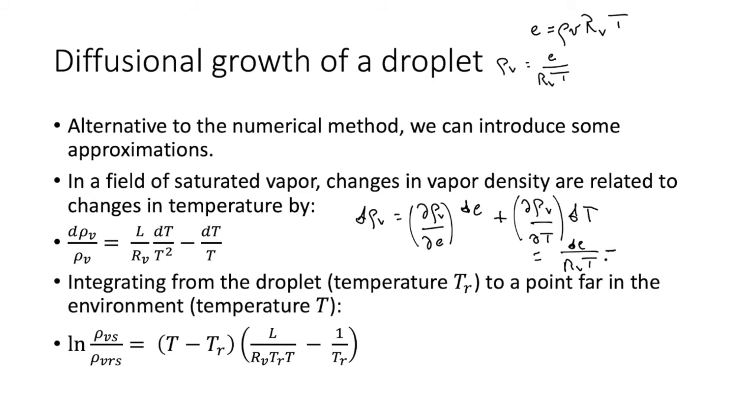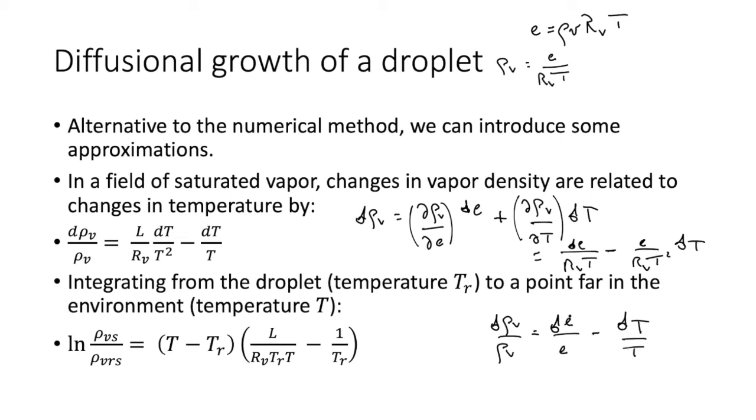Minus the derivative of this stuff with respect to T. So this will be E over RV T squared dT. If you divide everything by rho V, we can write it down here: d rho V over rho V. Now this we multiply by rho V T, so this would be dE over E minus dT over T.